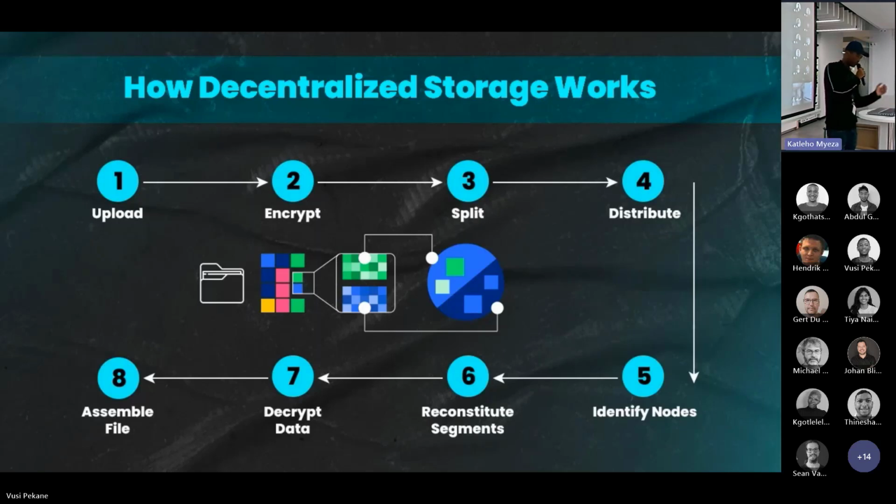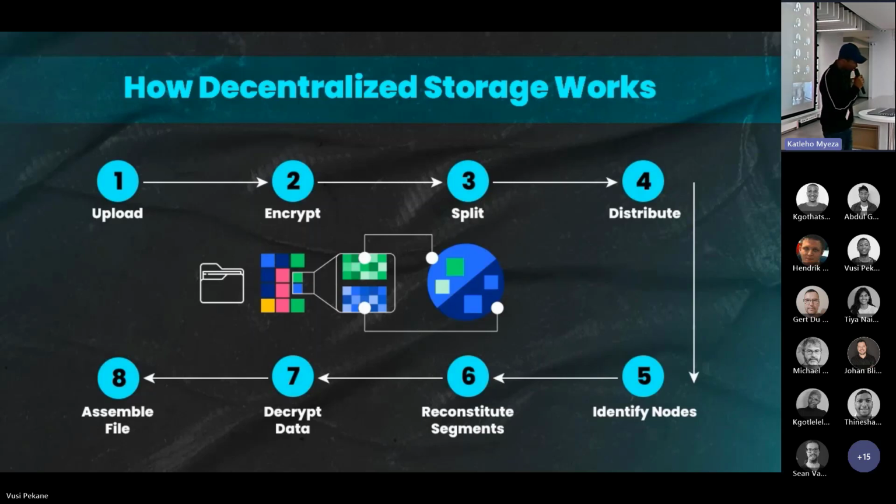To later retrieve the file that you stored, you can request it by using the cryptographic hash of that file. The decentralized network finds the nodes storing the file's blocks, reassembles it, decrypts the data, and sends it to the requesting user.